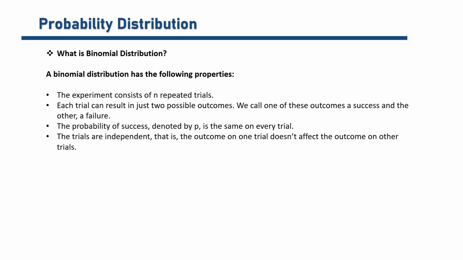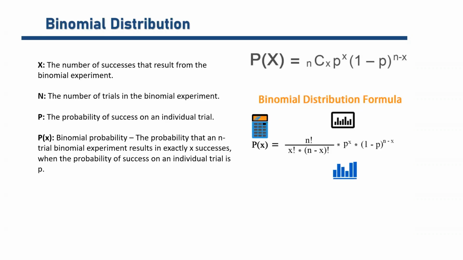So this trial is purely independent. Three things we need to understand: a binomial distribution has only two outcomes. For every trial, the probability of success is going to be the same. And every outcome does not affect the other outcome. Just imagine a coin in a binomial distribution.